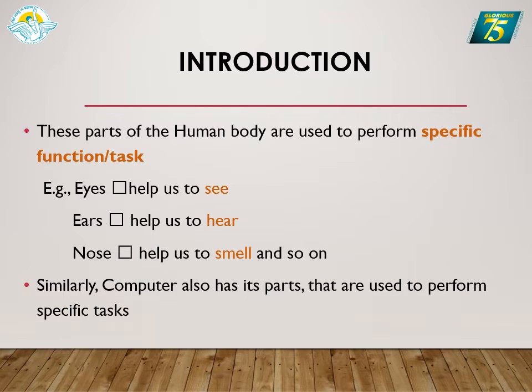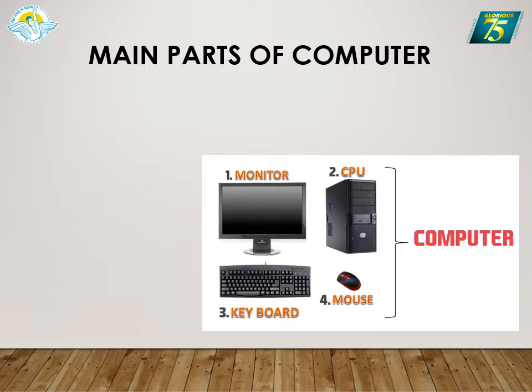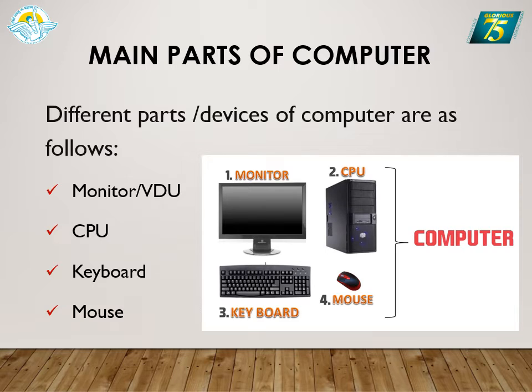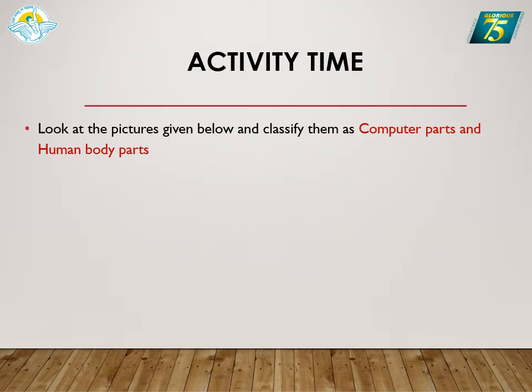Similarly, a computer also has its parts that are used to perform specific tasks. Now let us see what are the main parts of a computer. There are different parts or devices of a computer as follows: monitor, also known as VDU, CPU, keyboard, and mouse. So these are the main parts of a computer.